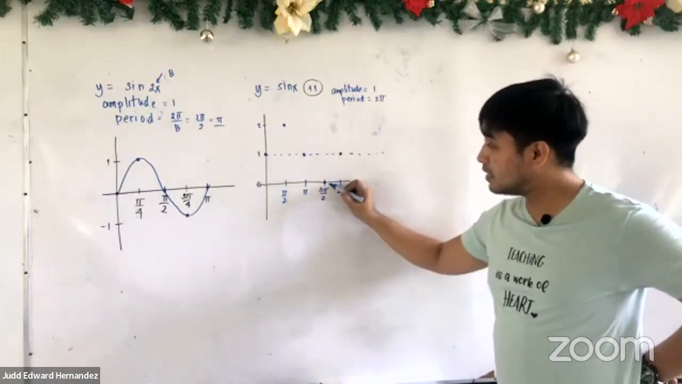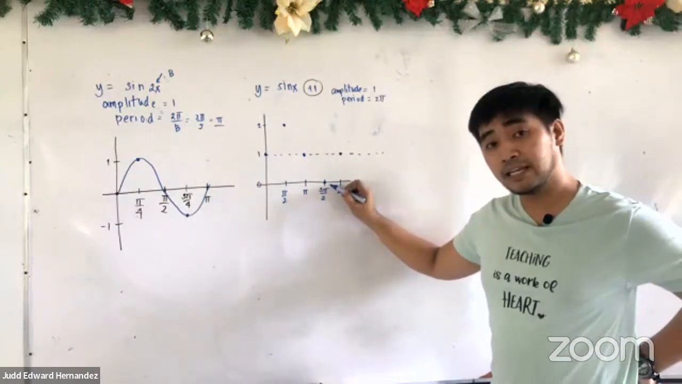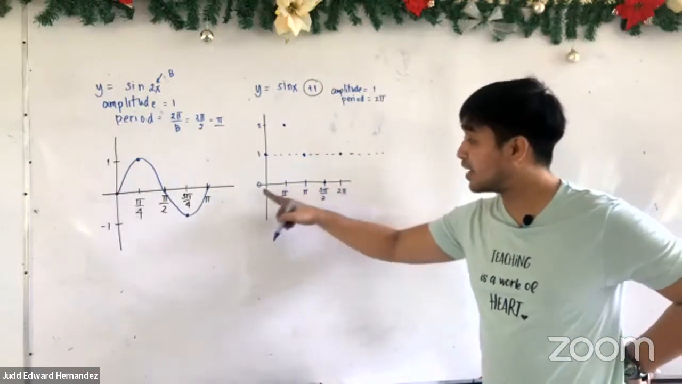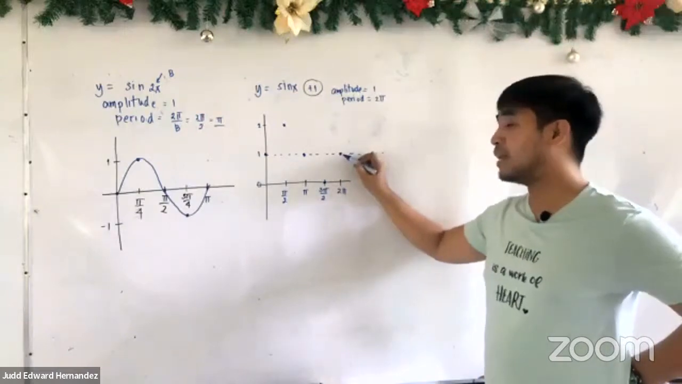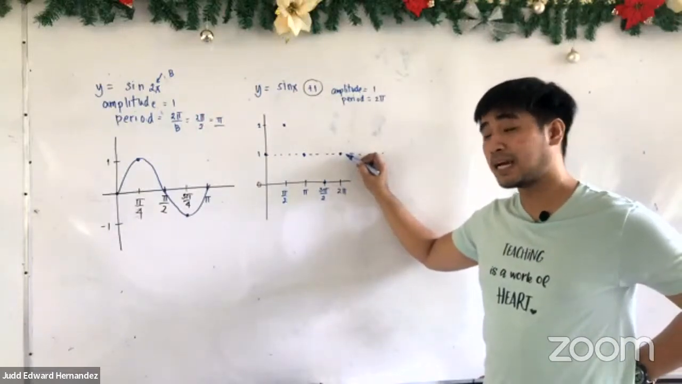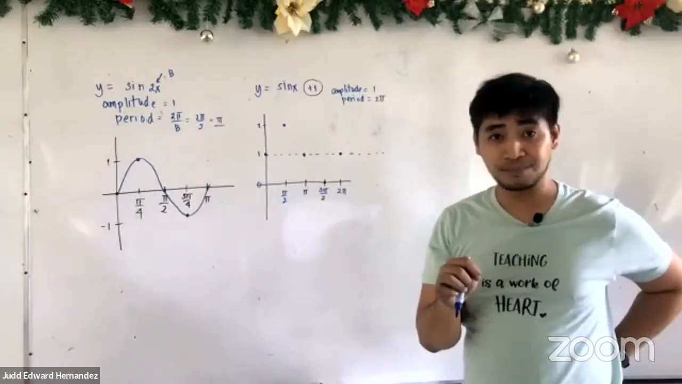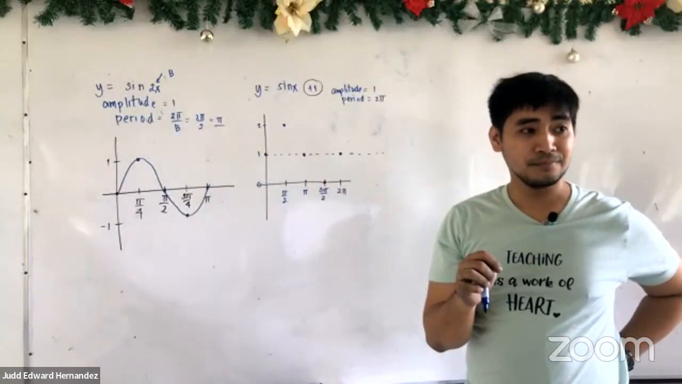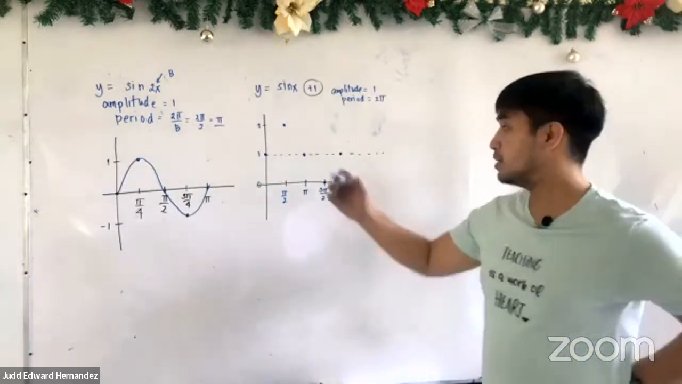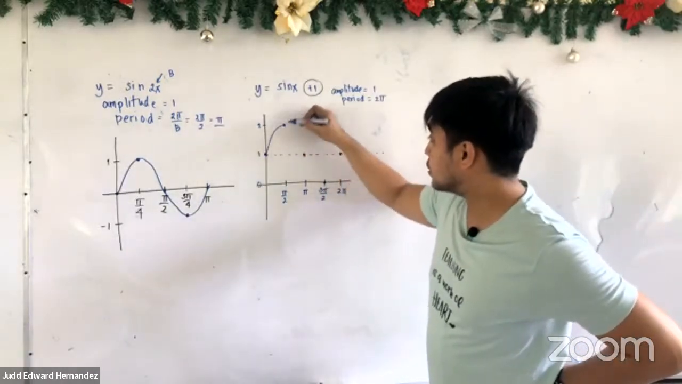Kanina yung value natin dito is negative 1. Ano yung nangyari kay negative 1? Nadagdagan ng isa, kaya naging 0. Kanina ang value natin dito ay 0. Nadagdagan ng isa, kaya naging positive 1. Maliwanag po yung vertical shift? Yes or no? Okay, so that is the vertical shift.